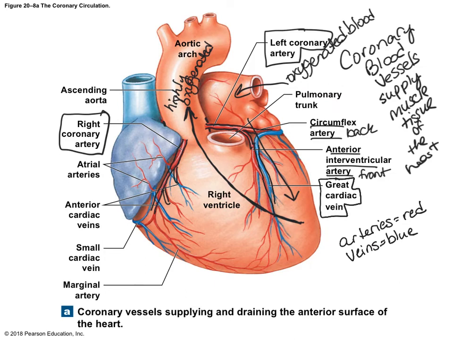This is only true in the systemic system. When we talk about the pulmonary system, it's going to be the exact opposite. The arteries will be blue and the veins will be red, but we'll talk about that in a different chapter. But when you're looking at the coronary vessels, you should know that the arteries here are in red and the veins are in blue. So we have the great cardiac vein, and we can see that on the front.